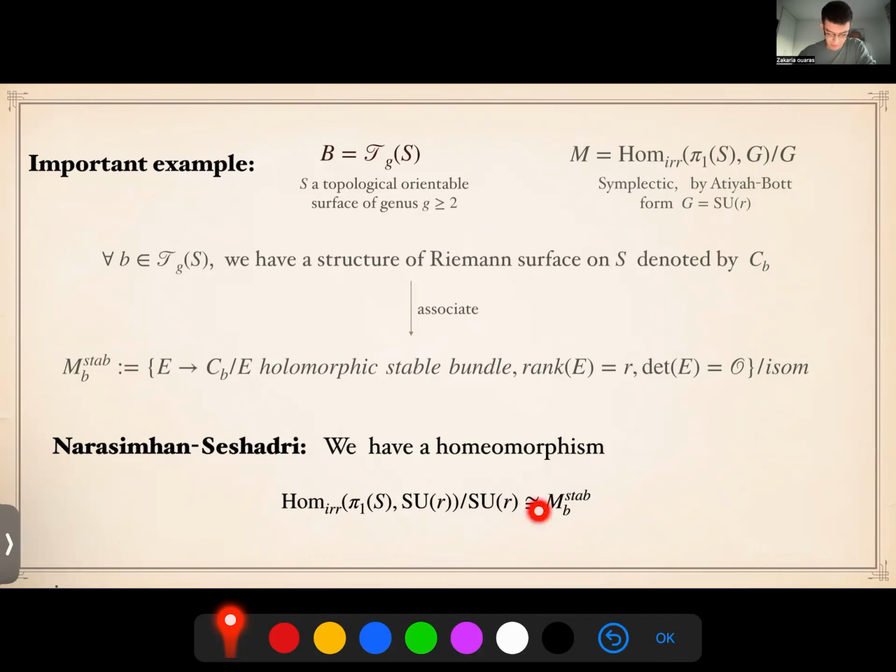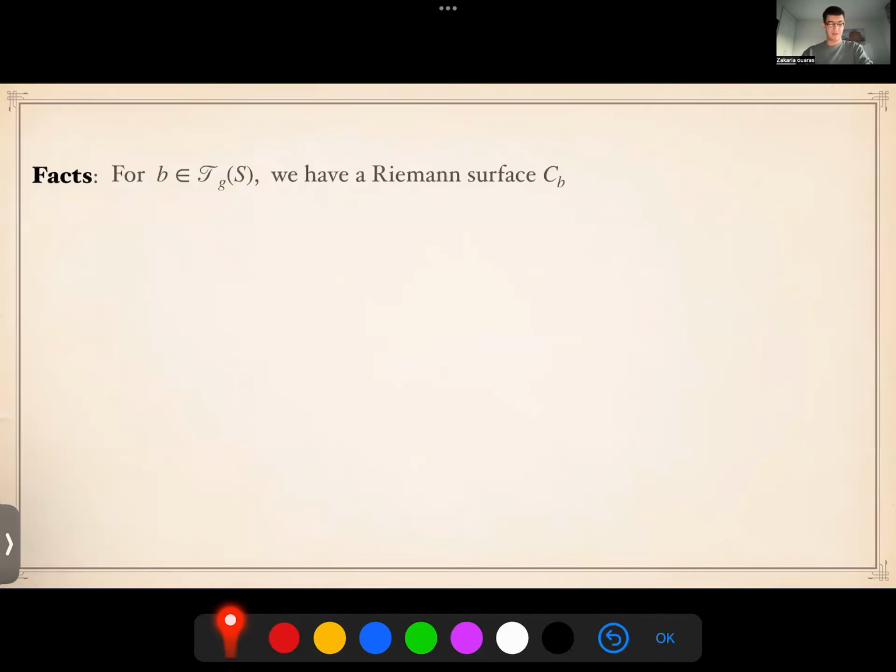So Hitchin will use a lot of algebraic properties of this variety to give a connection also on this variety over a special line bundle. I will talk about the special line bundle now. So if you fix a Riemann surface structure, you have a lot of properties.